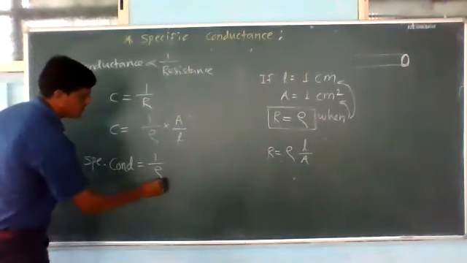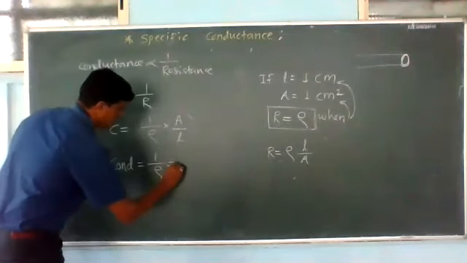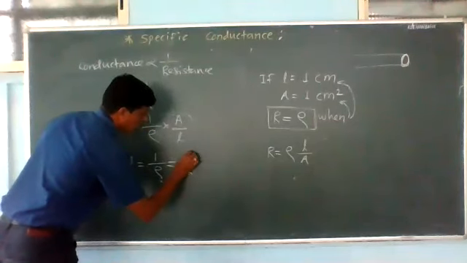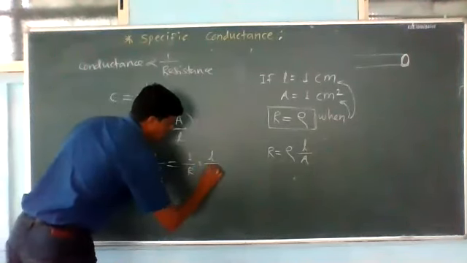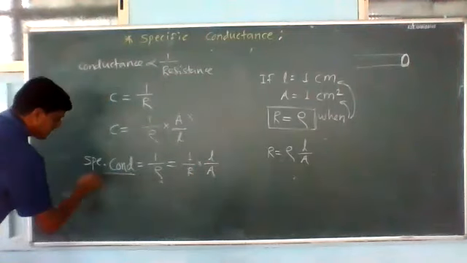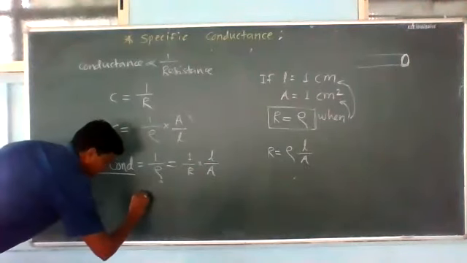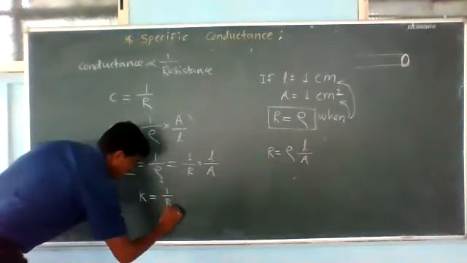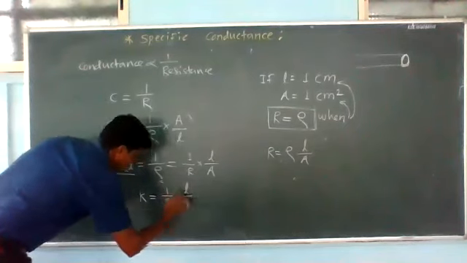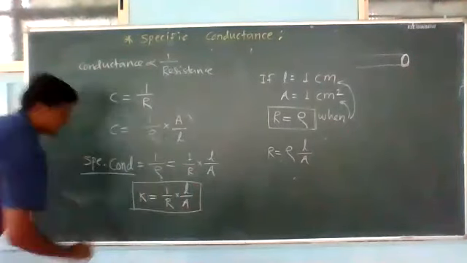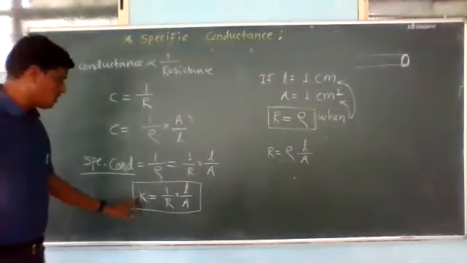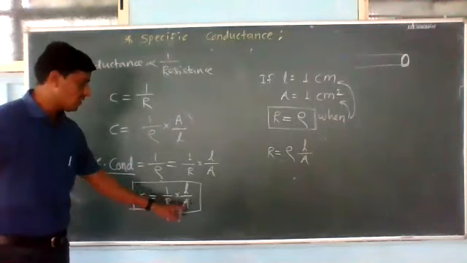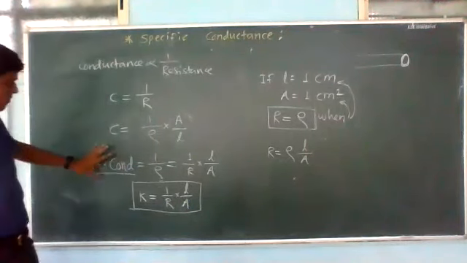Now, if you put the value of rho in this equation, then we will get 1 upon R into L upon A. This specific conductance is denoted by the symbol K. K is equal to 1 upon R into L upon A. This is the mathematical expression of specific conductance.